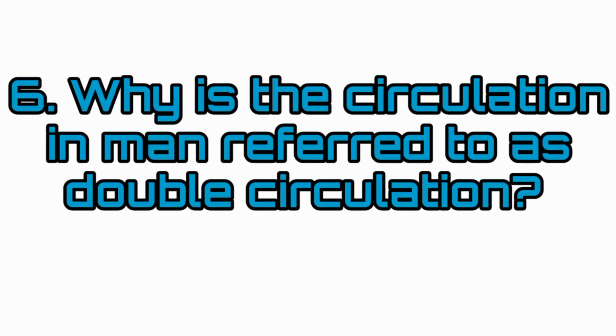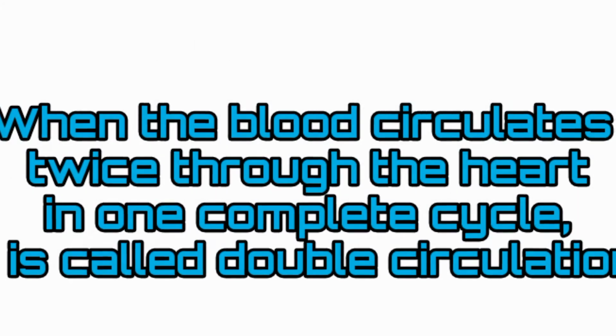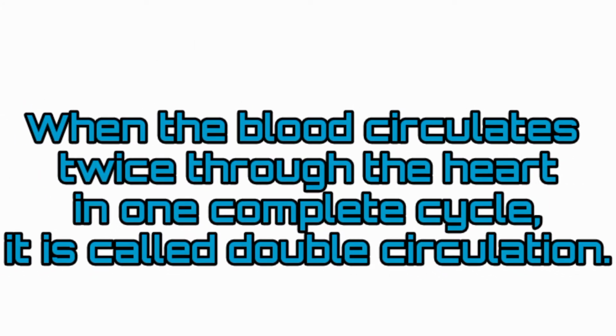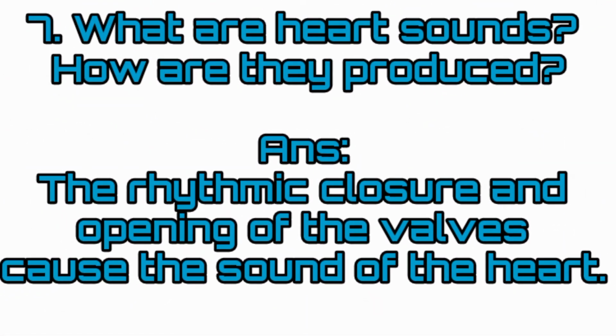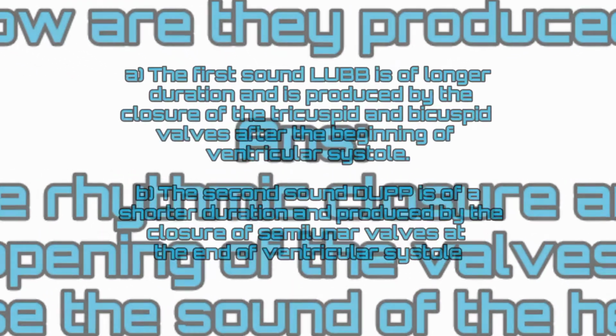Sixth question. Why is the circulation in man referred to as double circulation? When the blood circulates twice through the heart in one complete cycle, it is called double circulation. Seventh question. What are heart sounds? How are they produced? The rhythmic closure and opening of the valves cause the sound of the heart.